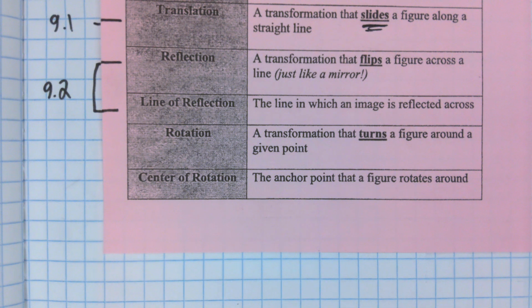Can I get a volunteer to read out the definition of reflection? Go for it, Tina. Read that last part in the parentheses real quick. Just like a mirror. So it's a type of transformation. This is our second type. That now instead of sliding a figure, it flips a figure across a line.